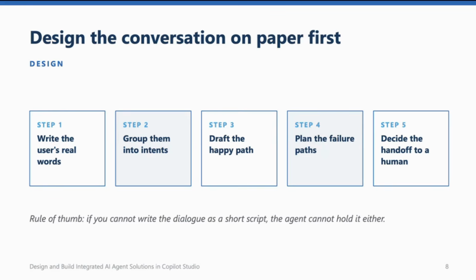Fourth, people always skip this. Plan the failure path. What happens when the order number is wrong or the system is down? And then last, decide when to hand off to a human, right? It's not that every task can be handled by an agent. Sometimes you have to move to a skilled or experienced person. So you need to handle the call to a human being.